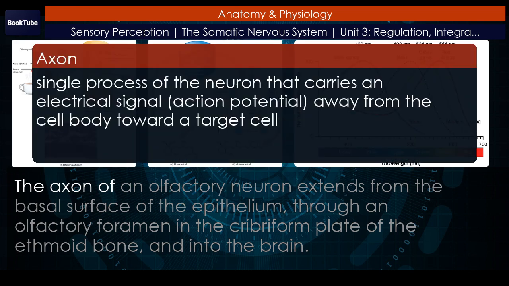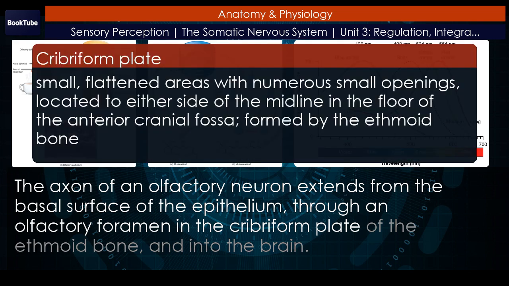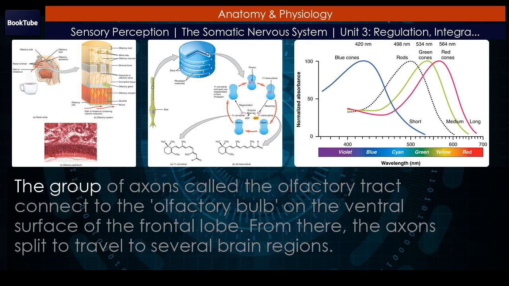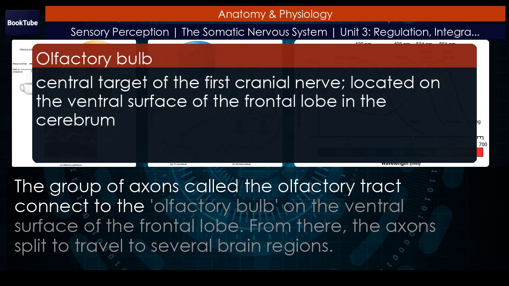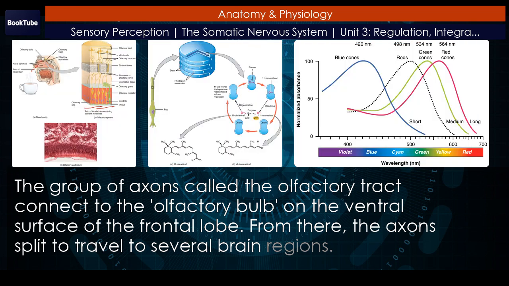The axon of an olfactory neuron extends from the basal surface of the epithelium through an olfactory foramen in the cribriform plate of the ethmoid bone and into the brain. The group of axons called the olfactory tract connect to the olfactory bulb on the ventral surface of the frontal lobe. From there, the axons split to travel to several brain regions.